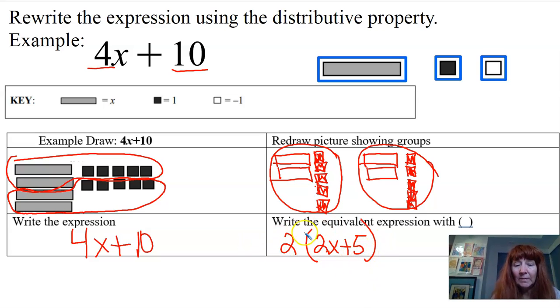So this is the equivalent expression. This is grouped with like terms. This is now technically not simplified. It's factored. I divided out a 2. So now 2 is my common factor. And when I check my work and I go in this direction, 2 groups of 2x matches the 4x. 2 groups of 5 matches the 10. That's how I know this 2 times 2x plus 5 is correct.